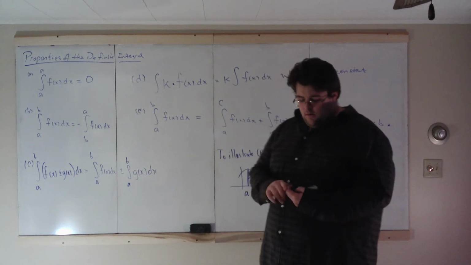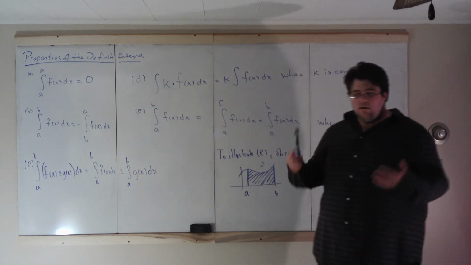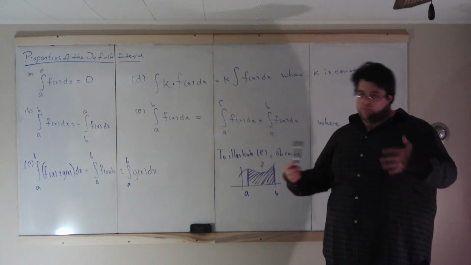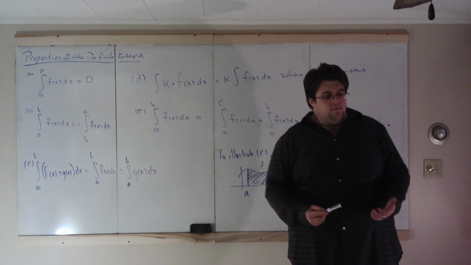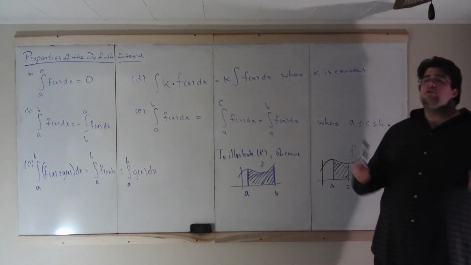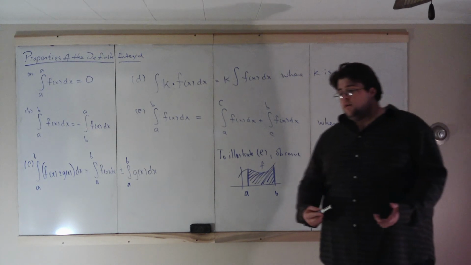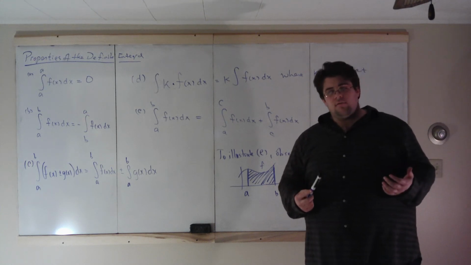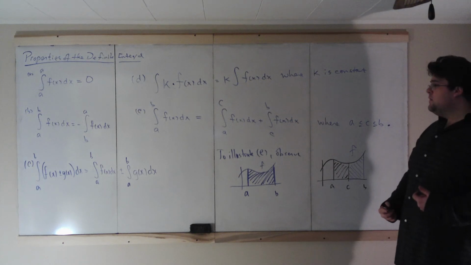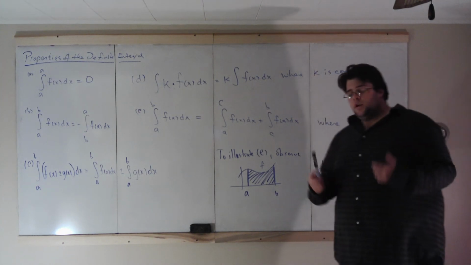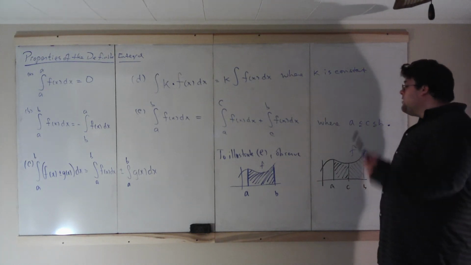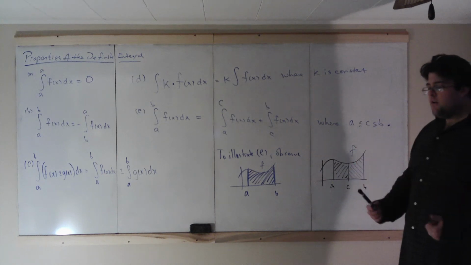So the definite integral gives us the area between the curve and the x-axis, positive or negative, above or below. The indefinite integral gives us a family of antiderivatives. There is no reason to think that that family of antiderivatives is in any way related to this area. But next week, we're going to see the fundamental theorem of calculus, which says, yes, they are related. And they're related in a very nice way.